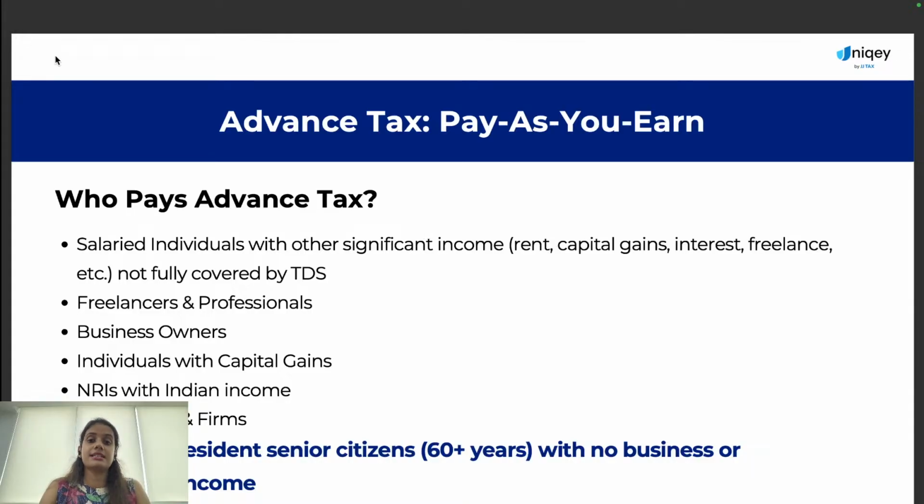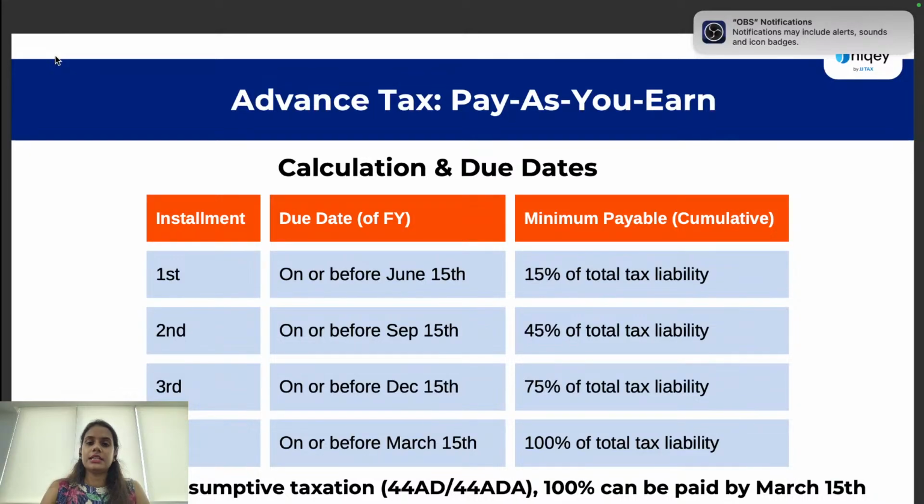If you are a resident senior citizen, that means 60 plus years in India, and you are not having any business or profession income, only other sources of income, then you can pay the advance taxes completely by the 15th of the last month of that quarter. Okay, 15%, 45%, 75%, 100% accordingly. And if you are going for presumptive taxation, 44AD or 44ADA, in that case, you can pay 100% before 15th March as well.